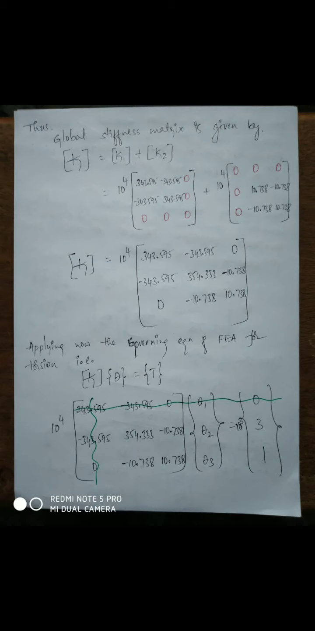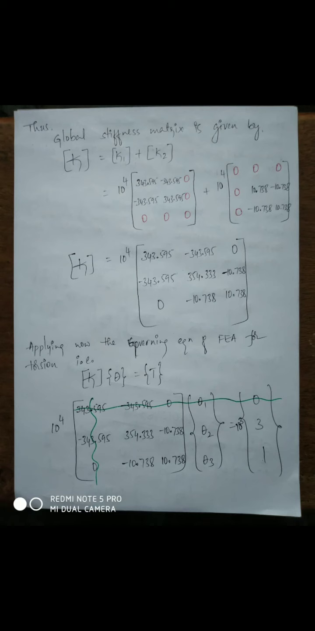Implementing this rule within the matrix, as you can see at the top end of this particular sheet, we have written dummy zeros along the third row and third column for the K1 matrix, as well as along the first row and first column for the K2 matrix. This signifies that in element E1, nodes 1 and 2 are present, node 3 is absent. This means you include zeros along the third row and third column.